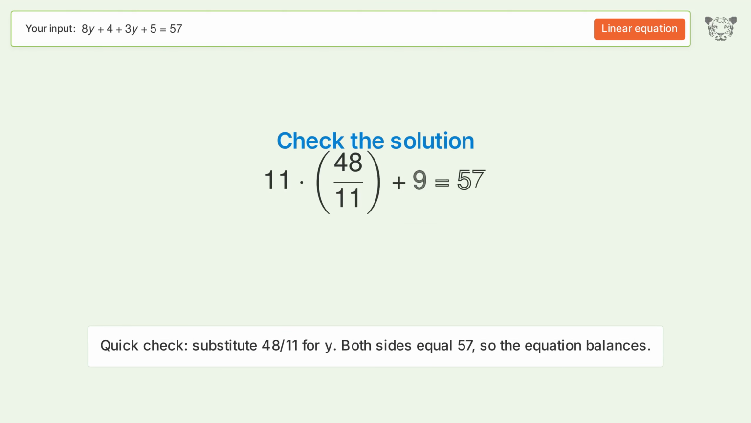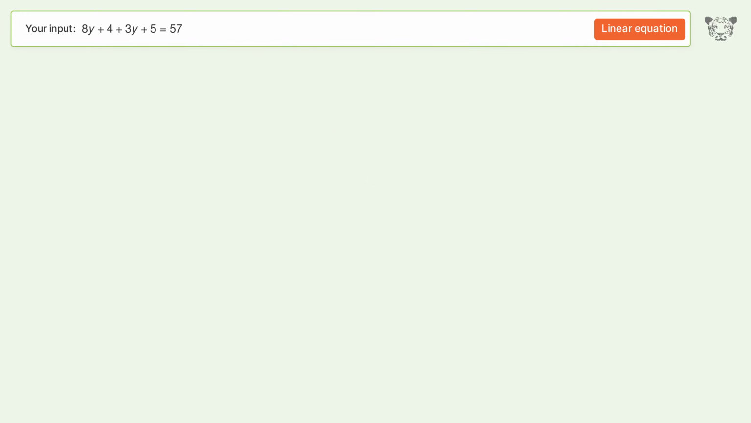Quick check. Substitute 48 over 11 for y. Both sides equal 57, so the equation balances. So, y equals 48 over 11.